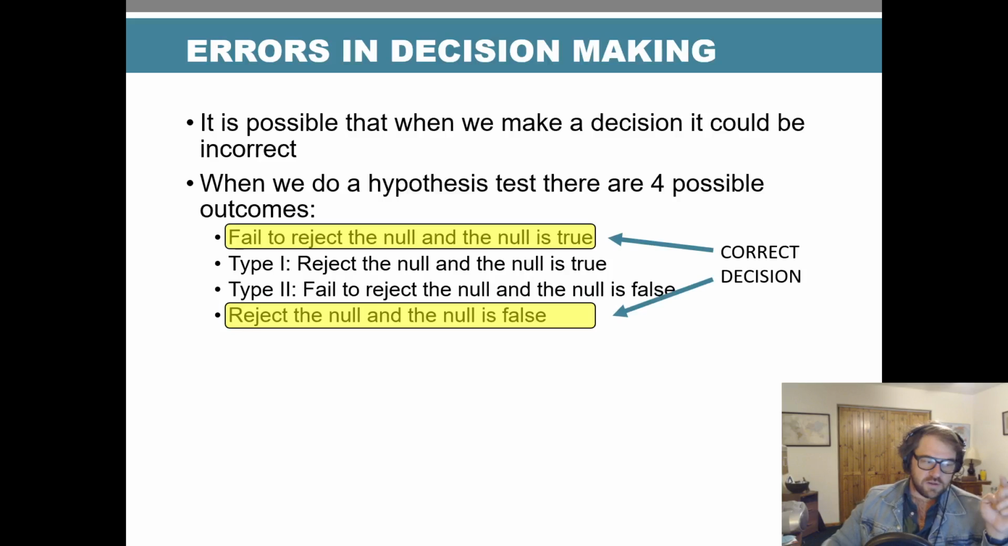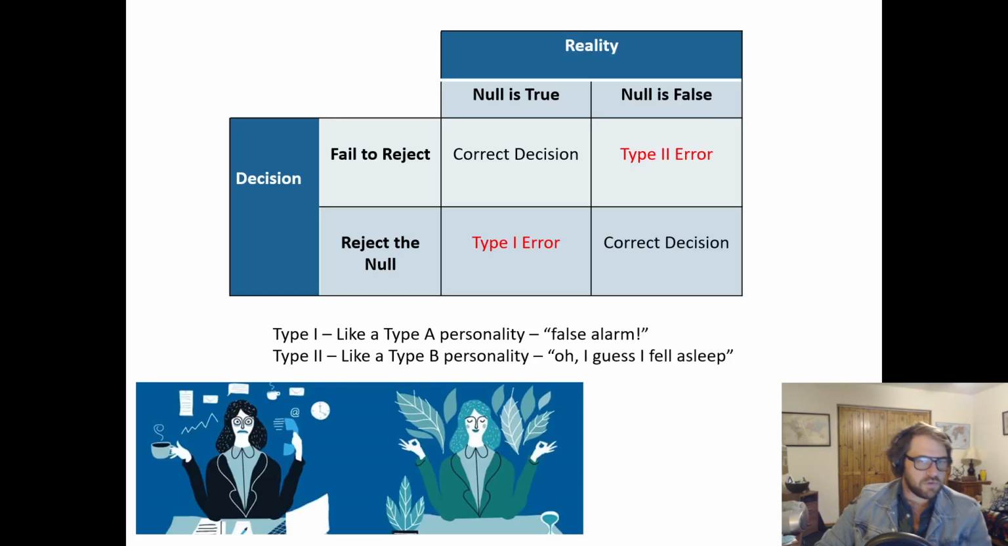But we could also reject the null, but it was true, or we could fail to reject the null and it was false. Those are type 1 and type 2 errors. And that's all I'm going to say about those. Good luck on your exam. No, I'm kidding. Let's talk a little bit more about type 1 and type 2 errors.